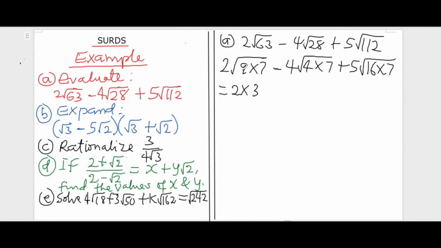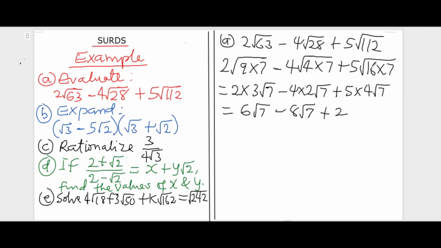And this becomes 2 times square root of 9, which is 3. It will come out of the root. Then root 7 does not have a perfect square, it's an irrational number. So we have minus 4. Square root of 4 is 2, so it will come out as 2 and multiply the coefficient outside, giving root 7. Plus this 5 times root 16 times 7. Square root of 16 is 4, a perfect square, to multiply this 5 outside, and we have 7 inside. So when you simplify each of these, you have 6 root 7 minus 8 root 7 plus 20 root 7.